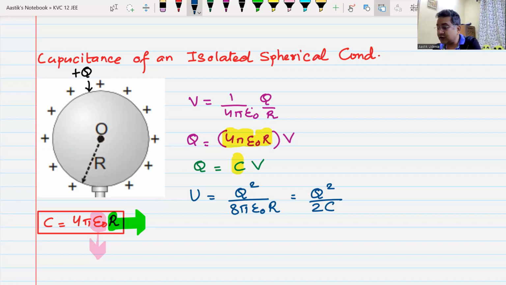Now, instead of writing Q square by 2C, you can write this formula in three ways. What is the other way in which you can write the same formula? There is only one formula that you have to remember which is new in capacitance: Q is equal to CV.